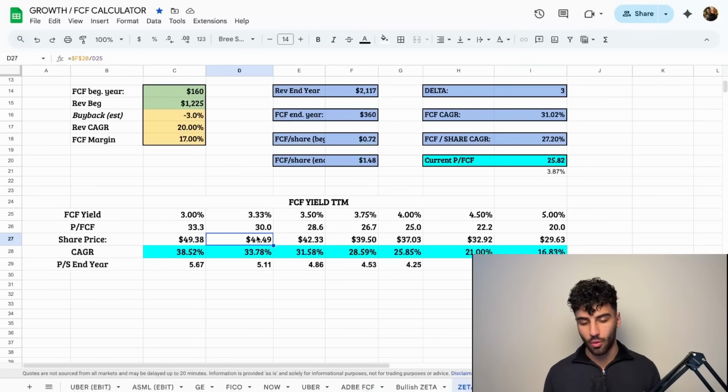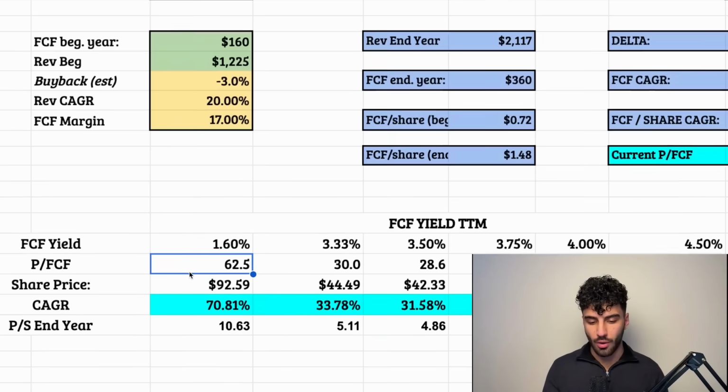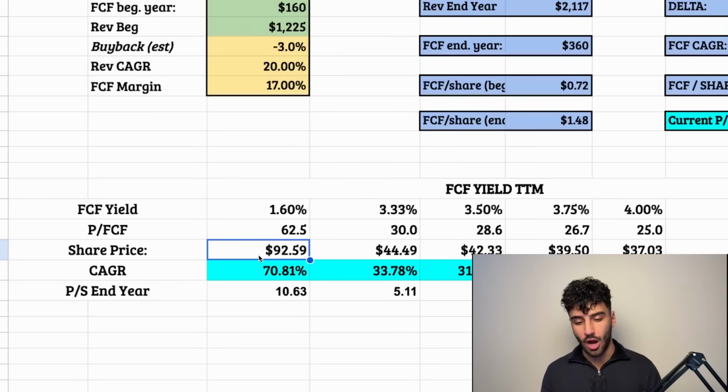This should be a $45, $50 stock at least by the year 2028. And of course, if you want to be way more aggressive in terms of the valuation, say if it were to go to roughly 10 times sales, you're looking at a $90 stock in the year 2028.